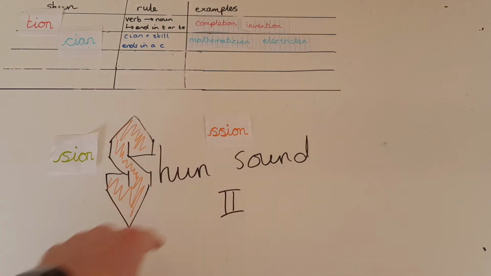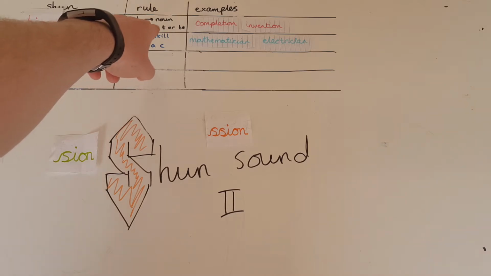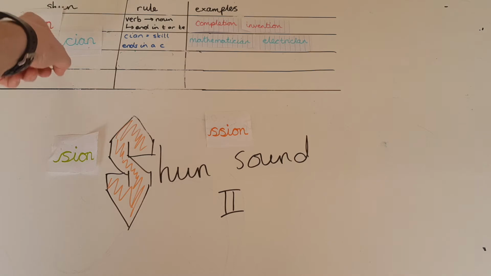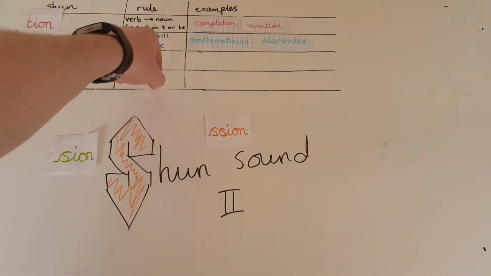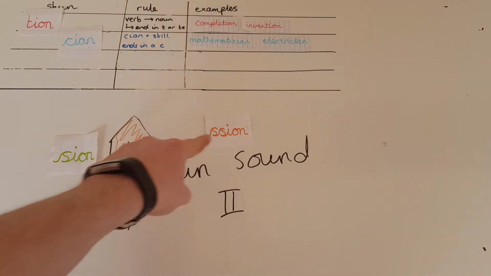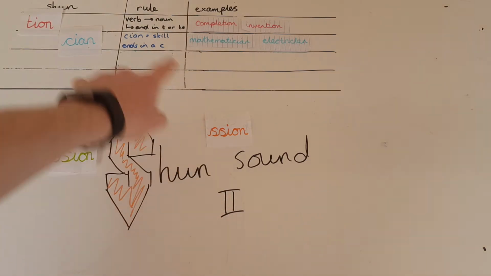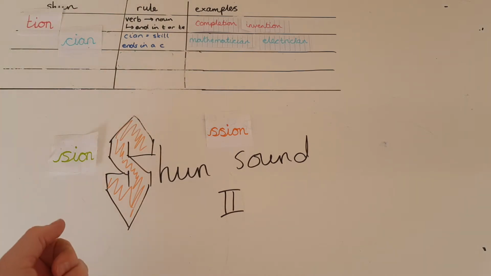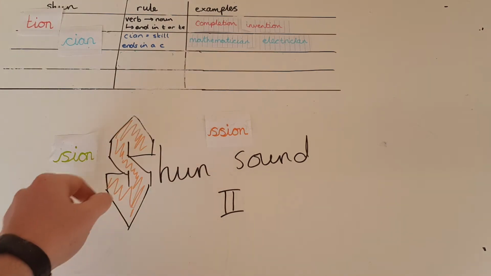So we're looking at these Shun sounds. Yesterday we looked at tion and cian, if you remember. Verbs into nouns. For tion, if the root word ended in a T or a TE, and cian if the root word ended in a C and it was a skill. These two are very similar because we're looking at root words again, changing verbs into nouns, and it's whatever that root word ended in. There are some rules as to what they end in, and these are the two that you then use.